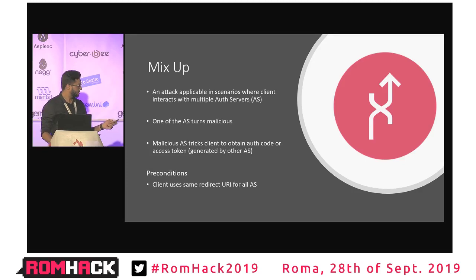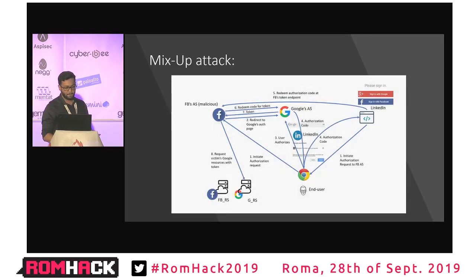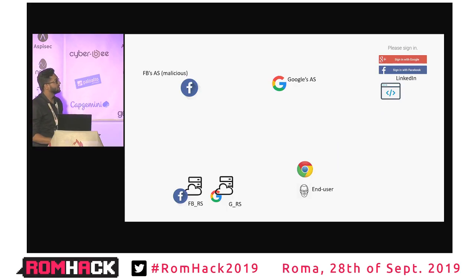And the only requirement here is that the client is using the same redirect URI for Google as well as Facebook or any other auth server. So again, I've listed all the entities that are involved. This is the end user, and this is LinkedIn, our client, and Google's auth server as well as Facebook's auth server. Facebook's auth server we are assuming is malicious. And then there are resources specific to both the auth servers.